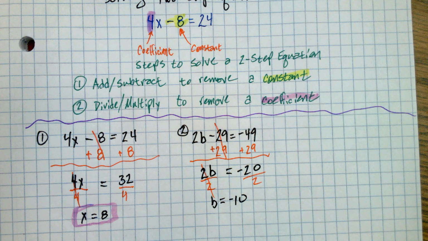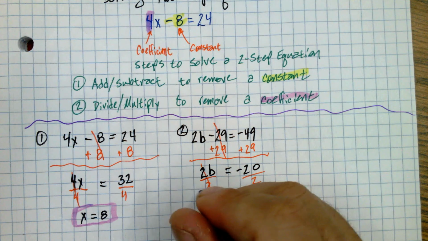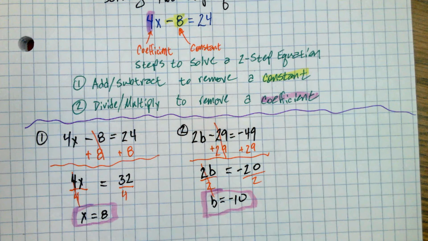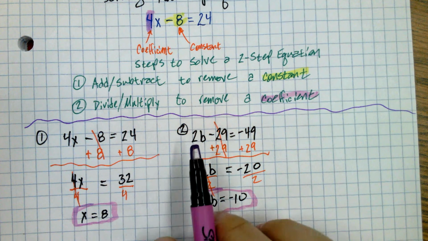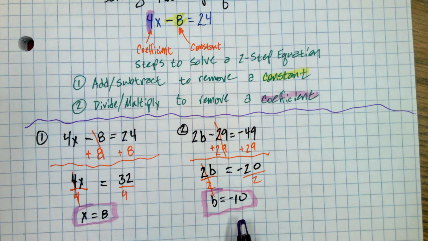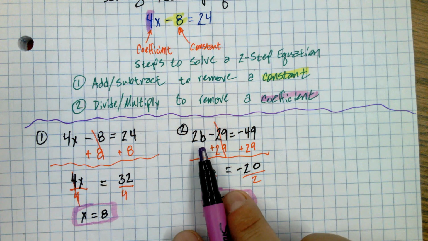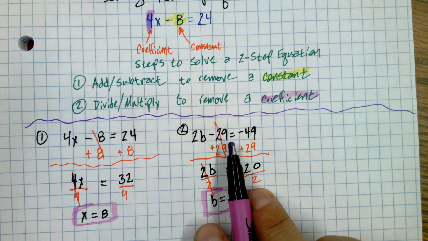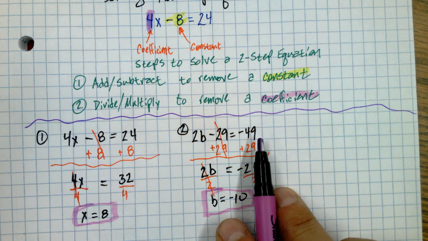Question. How can I make sure that's the right answer? If, like, say my life depended on this answer being negative 10. Yes? Yeah. Put the negative 10 in for b. So I'd have 2 times negative 10. That's negative 20. Negative 20 take away 29. Lo and behold is negative 49.